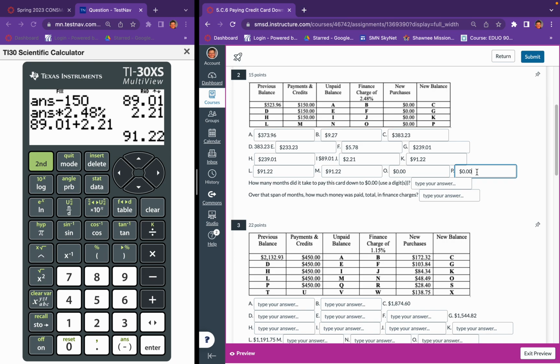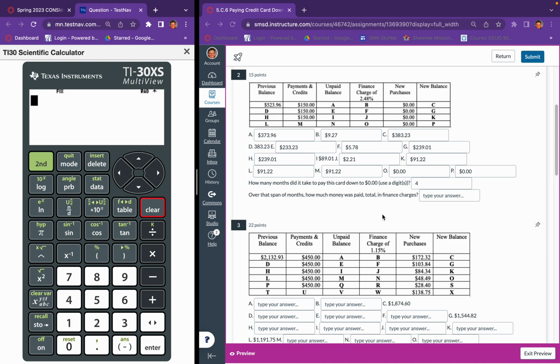Okay? I think we're missing the letter N. Yeah, the letter N should be in here, and N is going to be $0.00. I'll go back and fix that. Okay, so how many months did it take to pay it off? It took 1, 2, 3, 4 months to pay it off. We paid $150, $150, $150, and 91 something. We made 4 payments, so it took us 4 months. Just put the number 4 there.